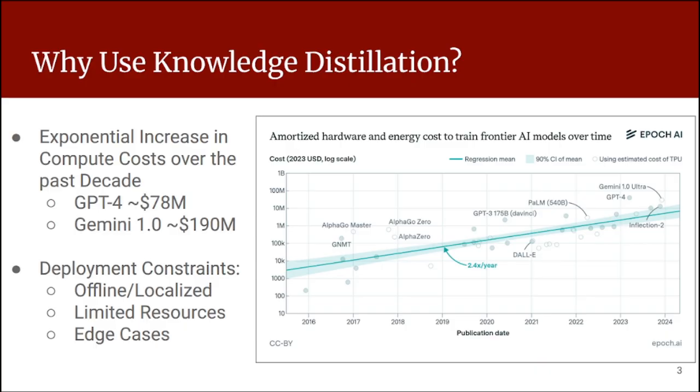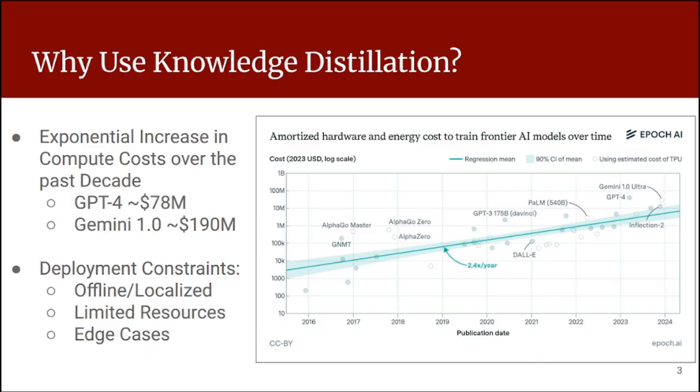If we look at the chart here, we can see the compute costs over the last 10 years. About 10 years ago, the average cost to train a leading model was between $1,000 and $10,000. And looking at today, most recently, this is published in 2024, GPT-4 went for around 78 million in training costs, and Gemini 1.0 required about 190 million in training costs.